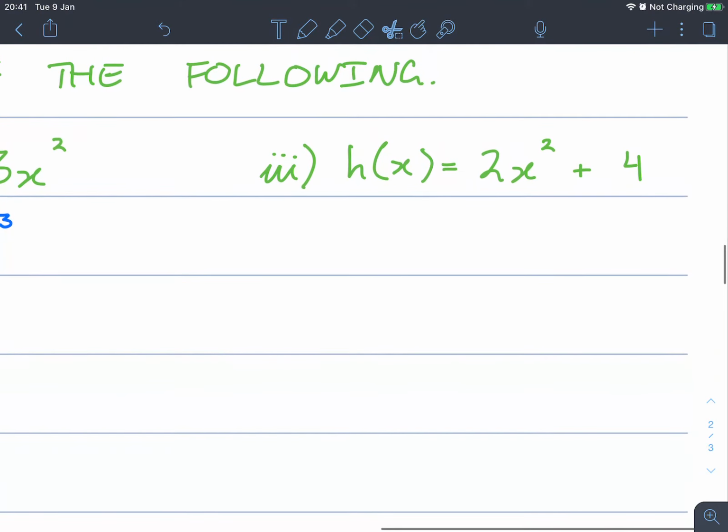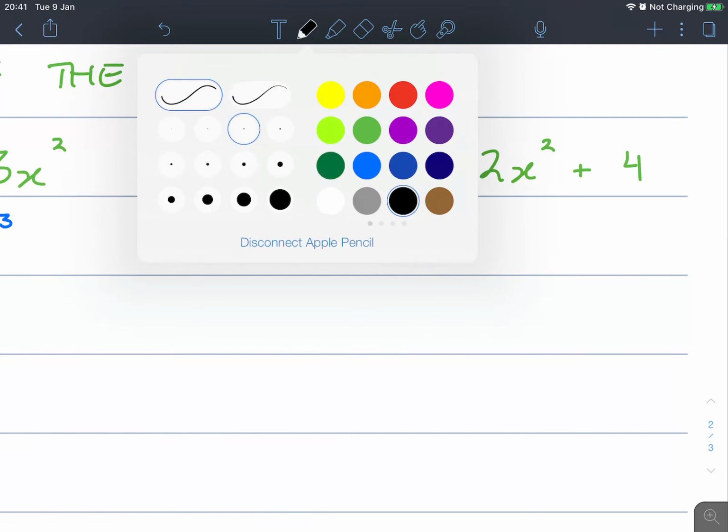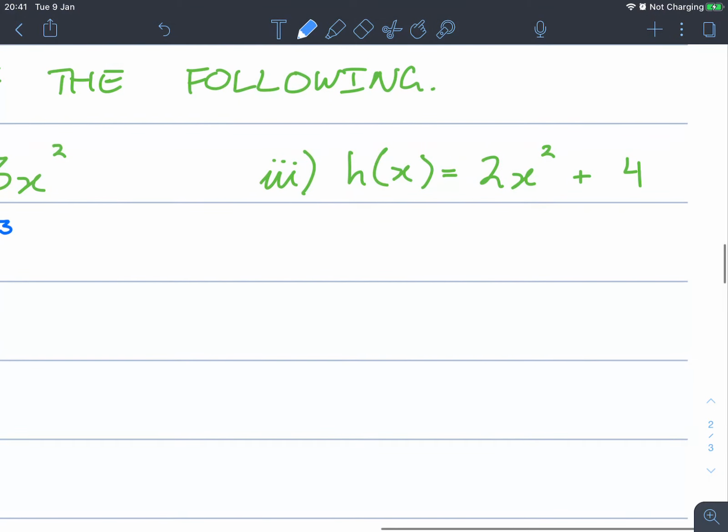Let's do this one more time. The primitive of h of x, denoted as capital H of x, is equal to increasing the power of x and then dividing by the new power. So dividing by 3 and then keeping the same coefficient in the front. So 2/3 x to the power of 3.